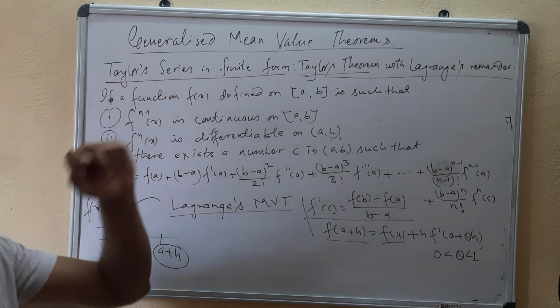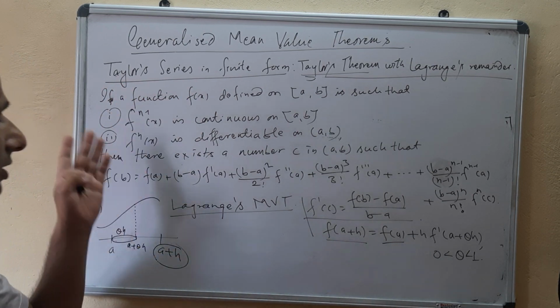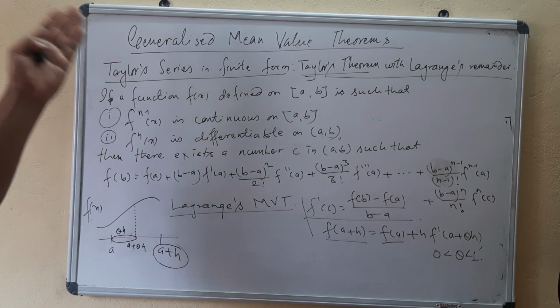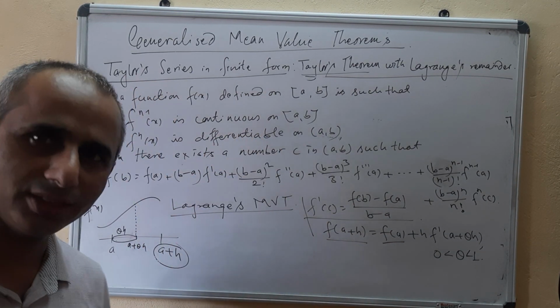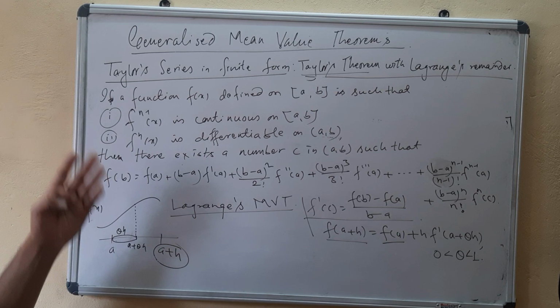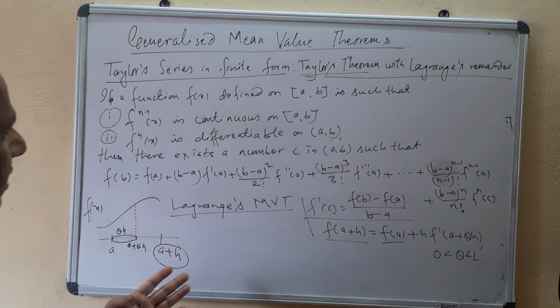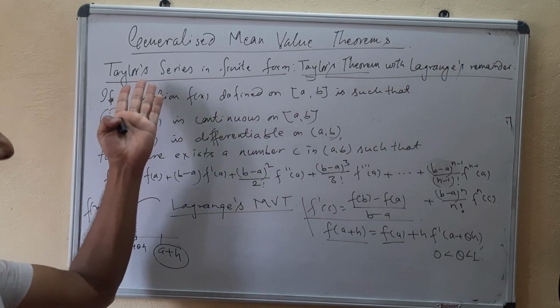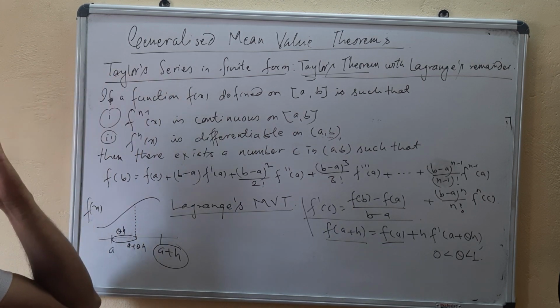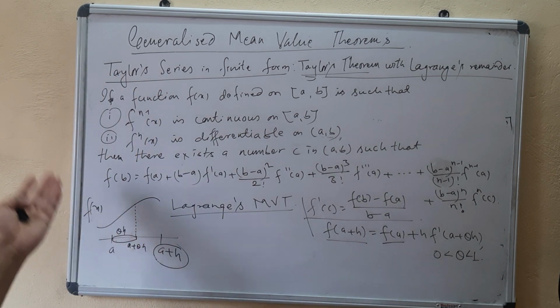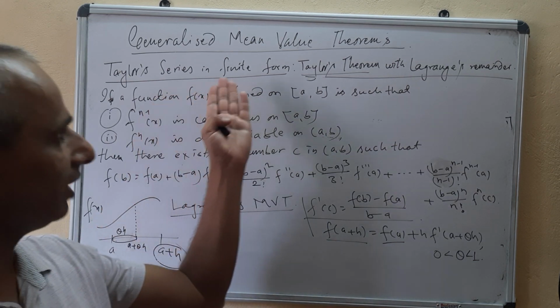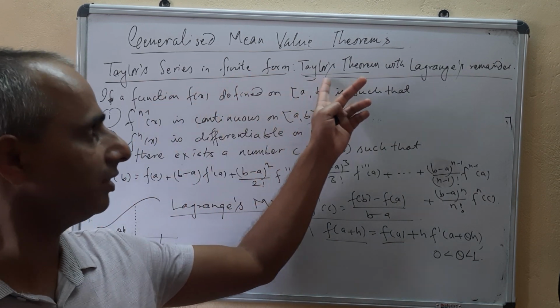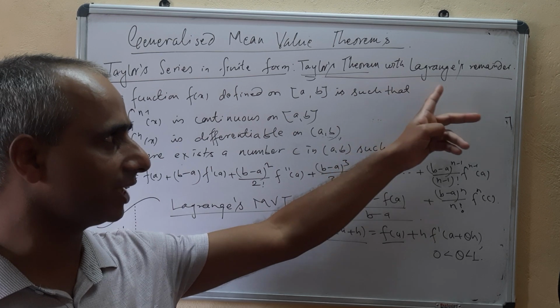Under this series expansion of the function, we will first learn Taylor series expansion, and after that we'll learn Maclaurin series expansion. Maclaurin series expansion will be derived from the relation of Taylor series expansion. So we are here first to learn about Taylor series expansion in finite form, which is also known as Taylor's theorem with Lagrange's remainder.